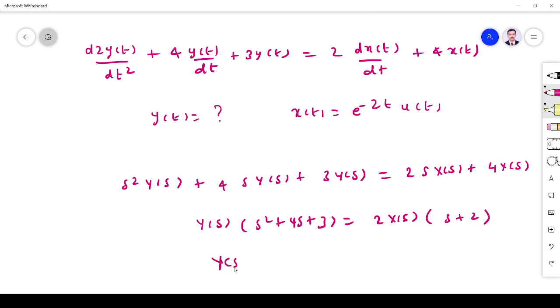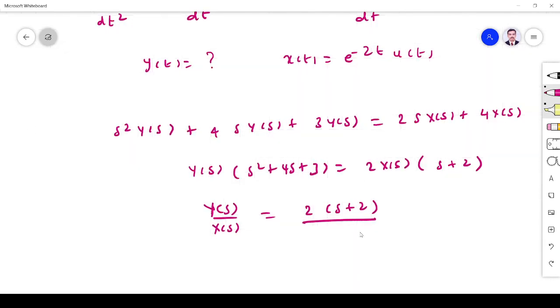So here Y(s) divided by X(s) is equal to 2 into (s plus 2) divided by s squared plus 4 s plus 3, which I write as (s plus 1)(s plus 3). Given x(t) is this one, what is my X(s)? 1 by s plus 2.